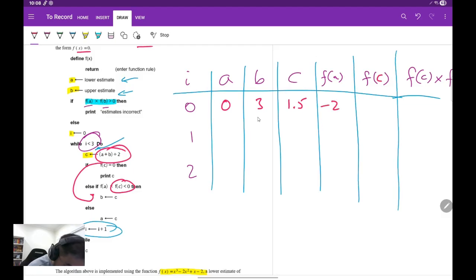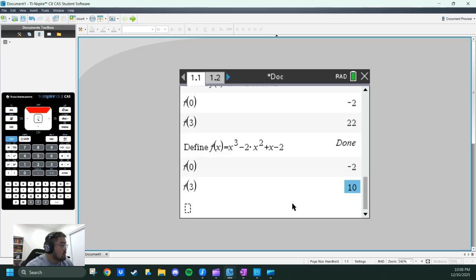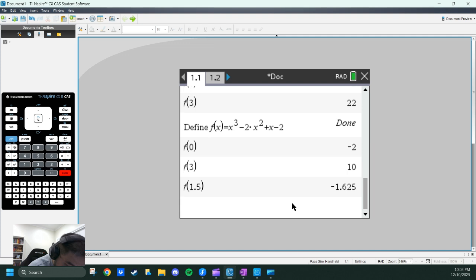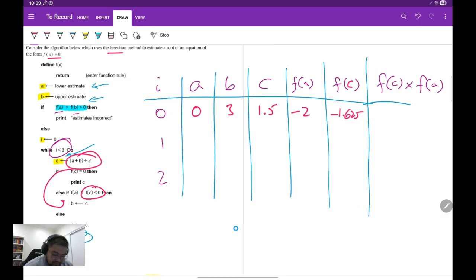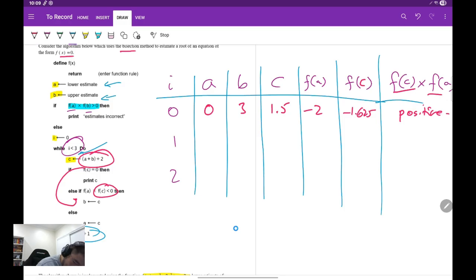What did we say this one was? -2. And f of C is 1.5. Okay, so that's -1.625. So what happens when we multiply this? When we multiply f of C and f of A together, we get a positive number. It doesn't matter what number it is at this point, but why is that relevant? Because it says here, let's bring it up to this point right here.